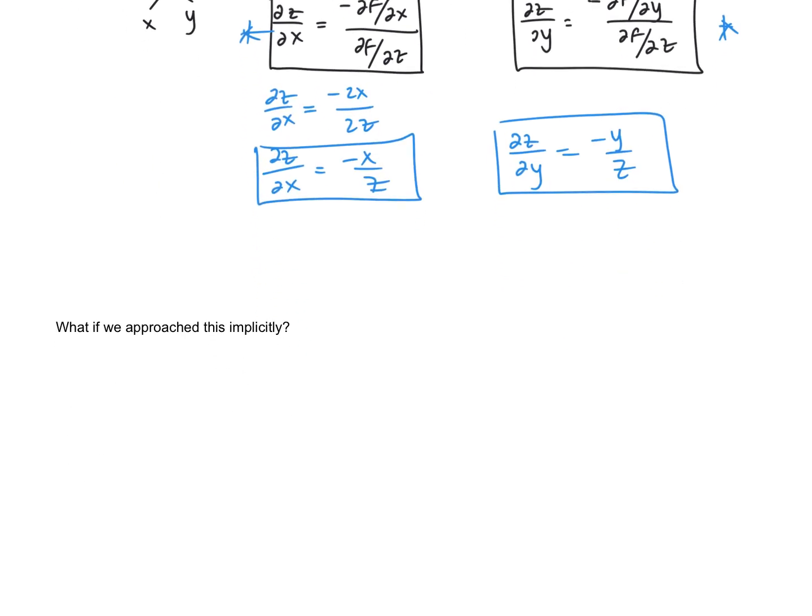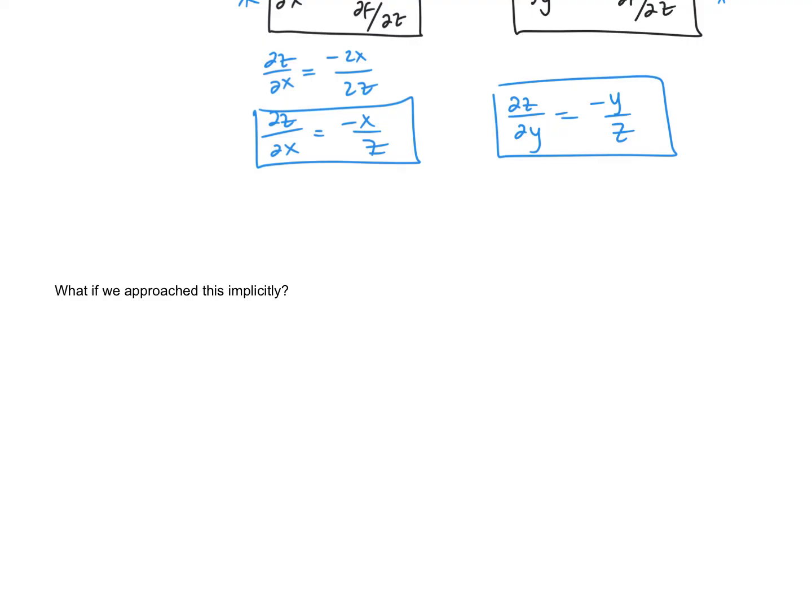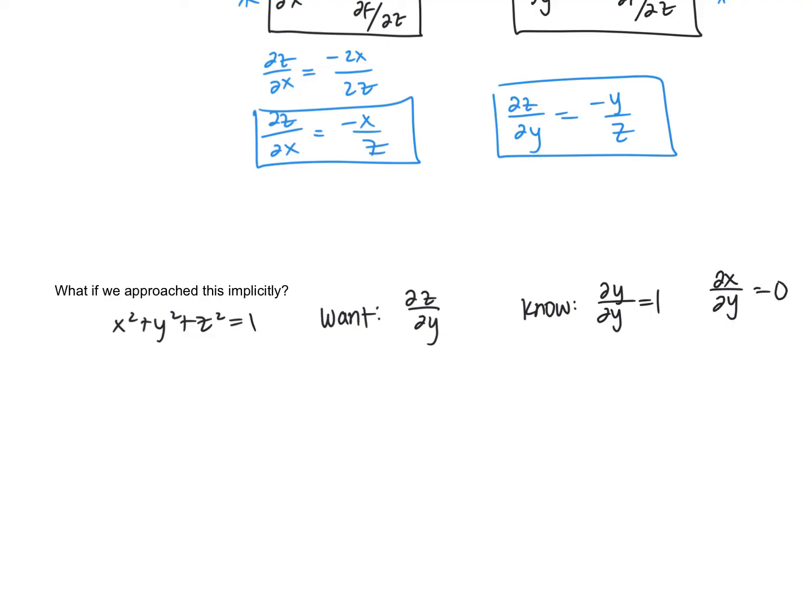Now, we also could have approached this equation implicitly. So again, our equation is x squared add y squared add z squared equals 1. As a reminder, we want the partial of z with respect to y. And just some other facts, we know that if we take the derivative of y with respect to y, we're going to get 1. If we take the derivative of x with respect to y, we're going to get 0, and that's because x and y are independent.